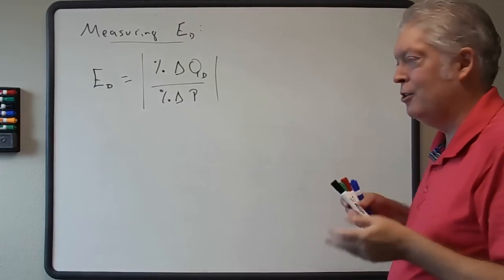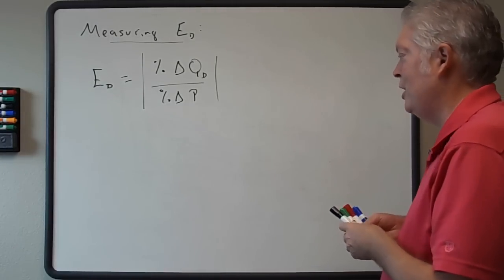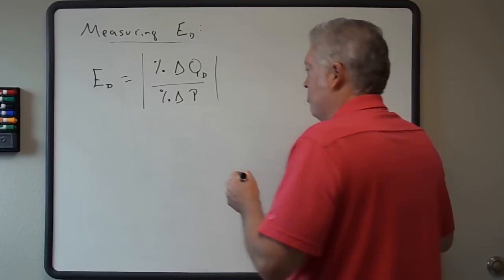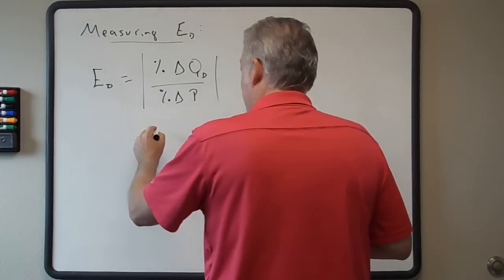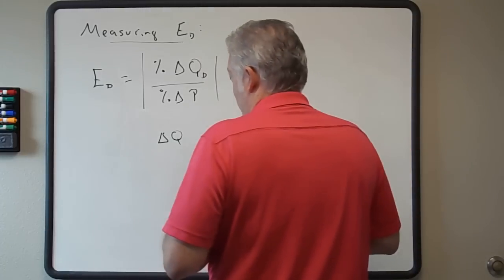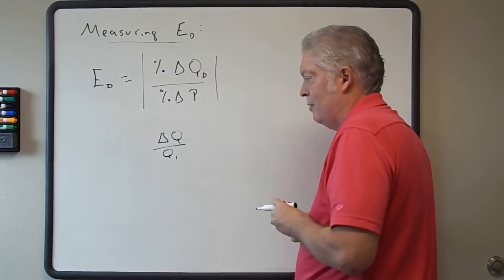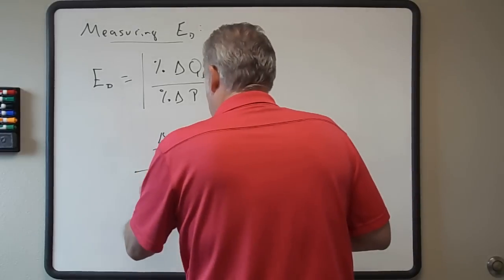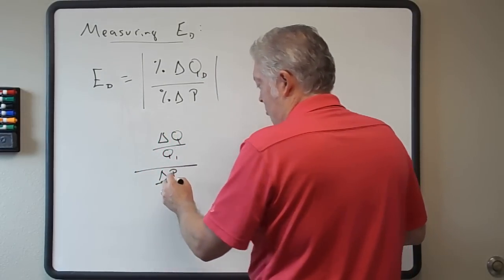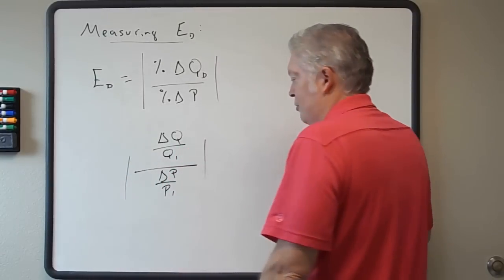This doesn't really get you to a workable formula, does it? Because when you're talking about the percentage change in something, what does that really mean? And how do we get to that? Well, it's very simple. If we talk about the percentage change in the quantity of a good, we're simply talking about the change in that good over the original condition of that good, which we'll call Q1, and the percentage change in the price of that good is simply delta P over the original P, keeping the absolute value expression intact.